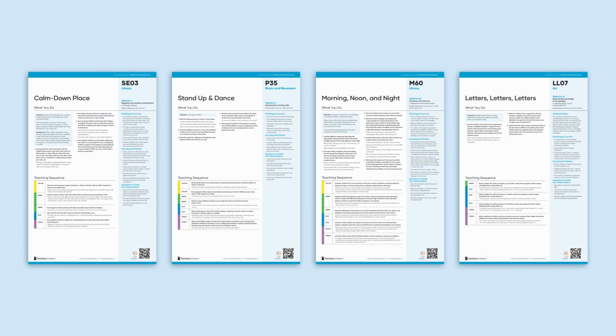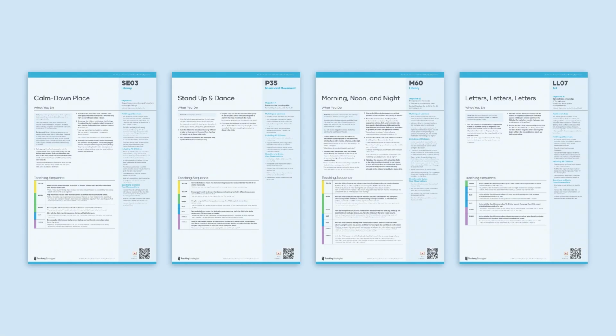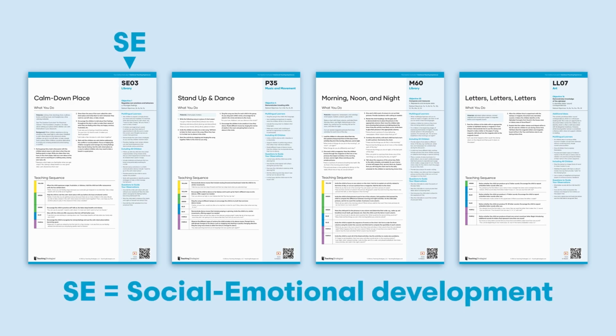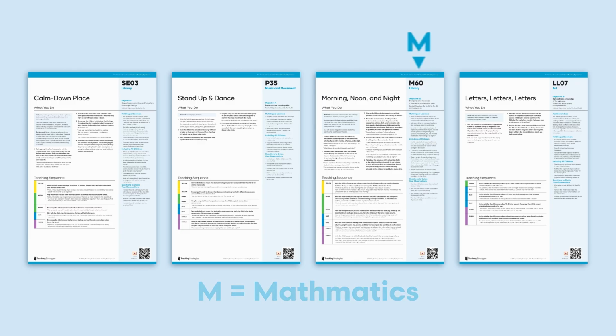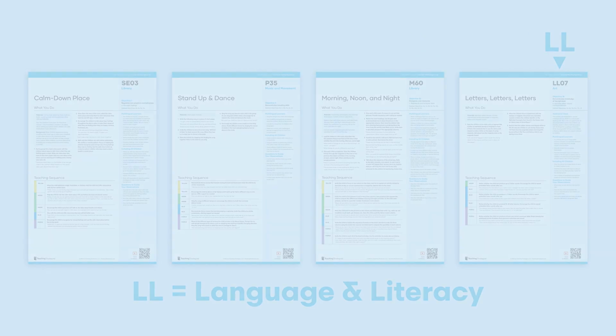Let's take a quick look. First, across the top, you'll see the name of the activity and an identification code that includes both letters and numbers. The letter in the identifier lets you know the area of development and learning of the experience's primary objective: S for social emotional development, P for physical development, M for mathematics, and LL for language and literacy. The number, however, is just for helping with organization and is not meant to imply the order of implementation.